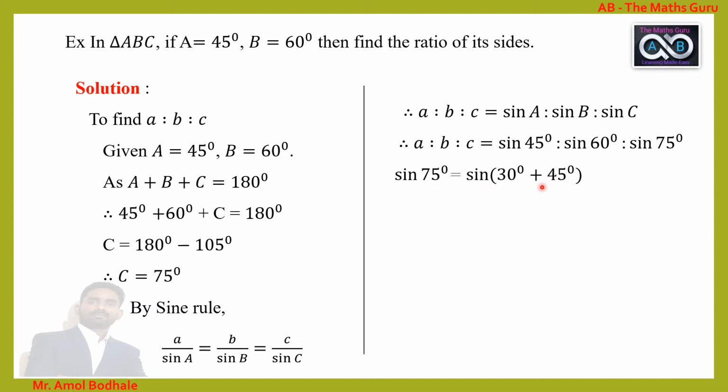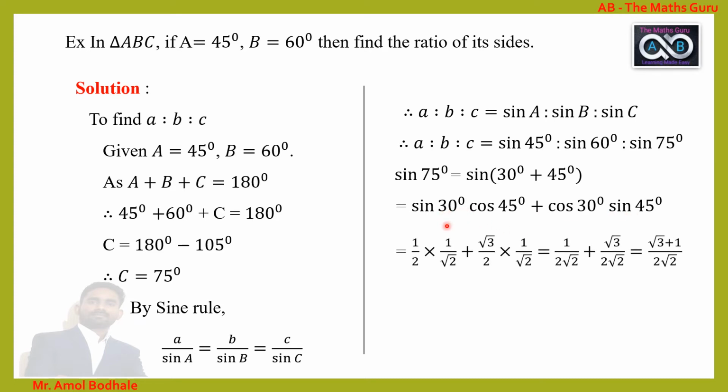Now we can use the sum formula of trigonometric functions, that is, sine of A plus B can be written as sine A cos B plus cos A sine B. So here, sine of 30 plus 45 can be written as sine 30 cos 45 plus cos 30 sine 45. Now we can put in the values: sine 30 is 1 by 2, cos 45 is 1 by root 2, plus cos 30 is root 3 by 2 into sine 45, 1 by root 2.